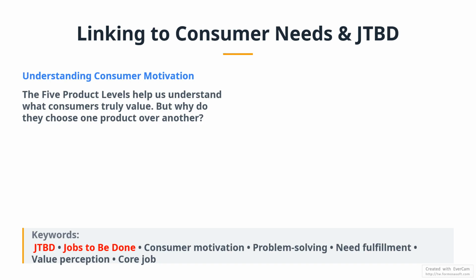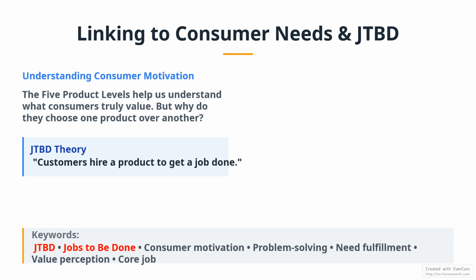Now, why do consumers choose one product over another? Because each product fulfills a different job. Why? We can have the theory about the JTBD and the consumer needs. So we will understand consumer motivation. The 5 product labels help us understand what consumers truly value. But why do they choose one product over another?